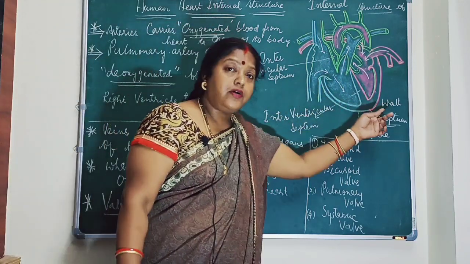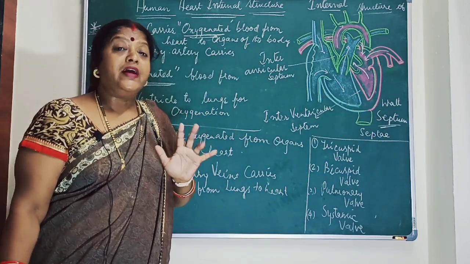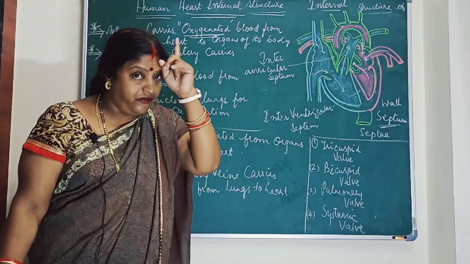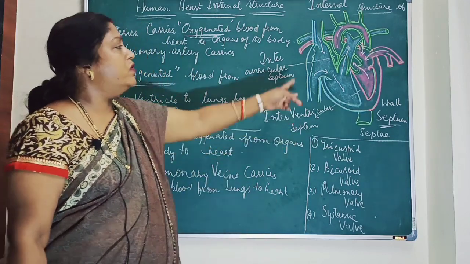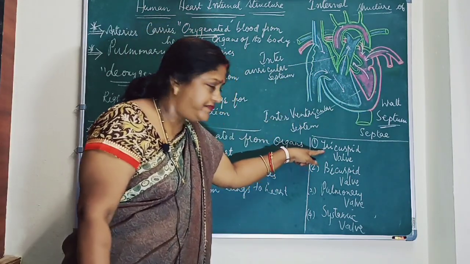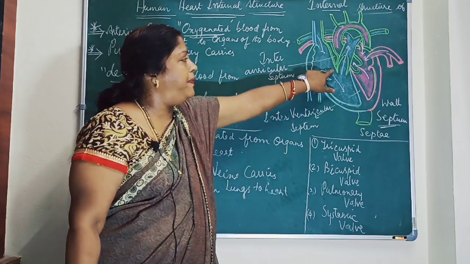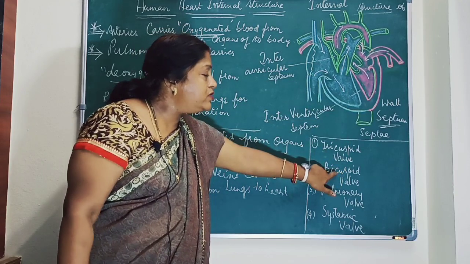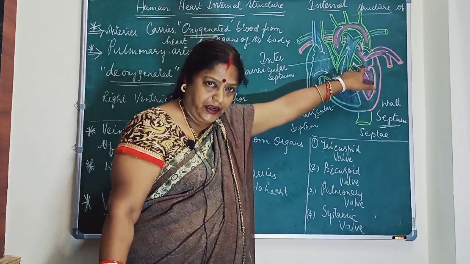Next, valves of the heart. Valves are the tissues that allow the blood to flow in only one direction and prevent the backward flow of the blood. So that is the tricuspid valve, which is present at the right auriculo-ventricular aperture here. The bicuspid valve, which is present at the left auriculo-ventricular aperture here.